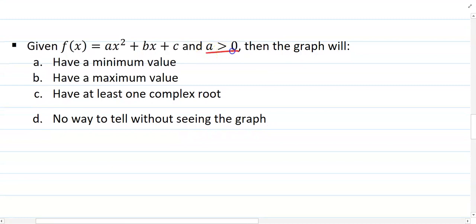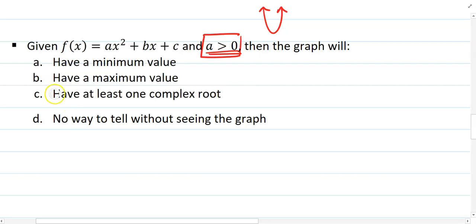Now therefore, if the A value is positive and the graph is opening up, then does the graph have a minimum value, a maximum value, at least one complex root, or is there no way to tell this answer without seeing the actual graph? Well, with complex roots, that's where we get imaginary number solutions. That occurs when we have a negative discriminant.